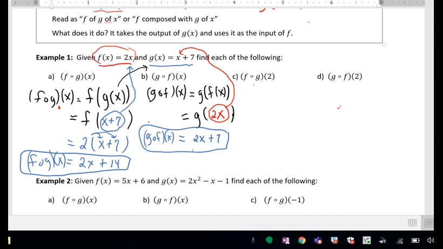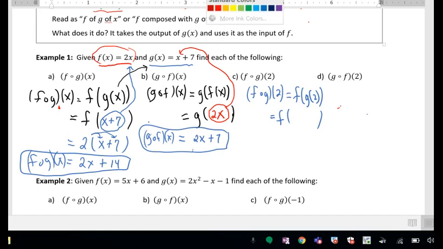Let's try letter C. So I have f composed of g of 2. I can rewrite it as f of g of 2. First, we're going to evaluate what g of 2 is. For g of 2, my function is x plus 7, so the 2, we're going to replace in for the x. So we would get f of 2 plus 7, which is equal to f of 9.